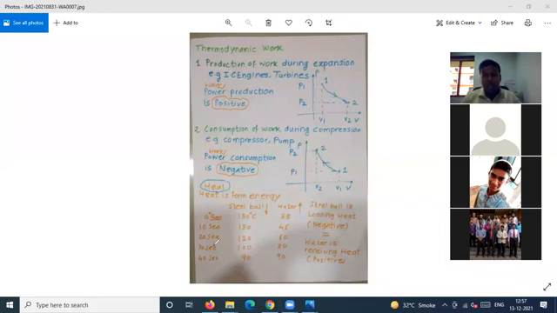Now see again, as with work done, work can be produced and work can be consumed. Whenever work is produced, it is positive. Whenever work is consumed, it is negative. A similar case is going to happen with heat. Whenever heat is received by the system, it is to be taken as positive. Whenever heat is lost by the system, it is taken as negative. Is that okay?